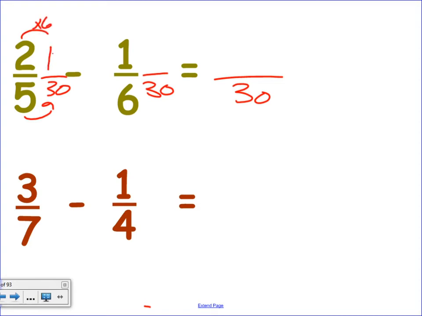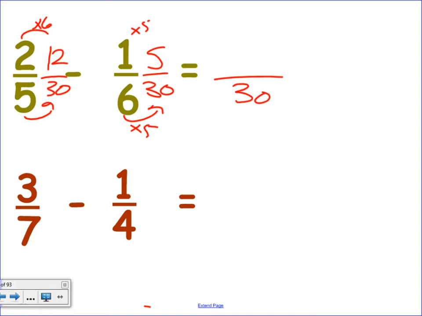So I've got 12 30ths, and from that I'm going to take away what? What have I done to get from 6 to 30? Times by 5. What do I do to the top? Times by 5. And that gives me 5. So I've got 12 30ths, I take away 5 30ths, and that leaves 7 over 30.